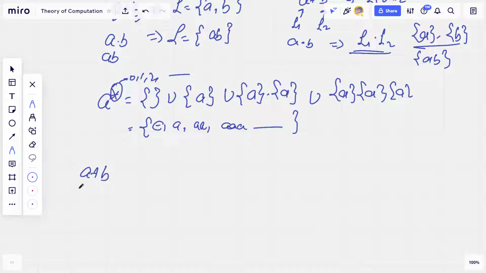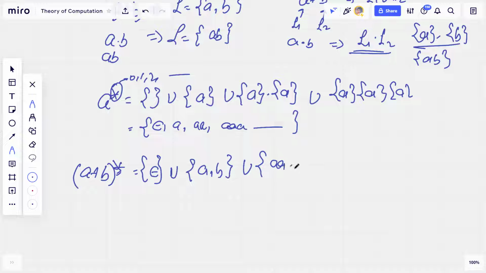If I write A plus B star, what does it mean? It is actually like this. In place of star, I can substitute anything. It can be 0. If I put 0, it will be epsilon. If I put 1, it will be A or B. Let's write it this way: epsilon union A or B union. If I put 2 here, it will be AA, AB, BA, BB, and union, and so on and so forth.